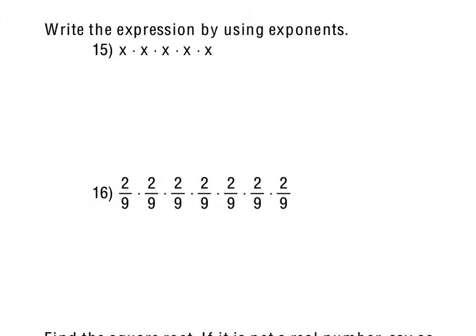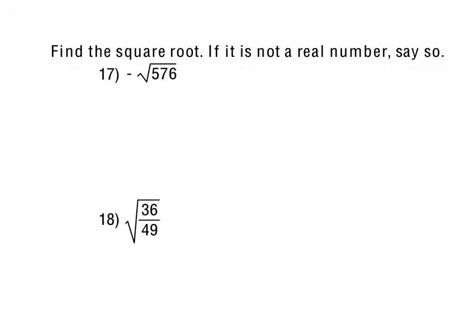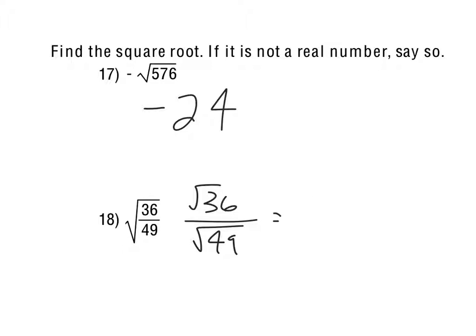15, there's just 5 x's there, so we just write that as x to the 5th power. 16, we do need parentheses around the 2/9, and there's 7 of those. For 17 and 18, we're just finding the square root. 576, probably one you don't know off the top of your head, but you can use a calculator there. It does turn out to just be -24. 18, what I would look at doing, just square root the 36, square root the 49, we get 6/7. Please use the fraction there.